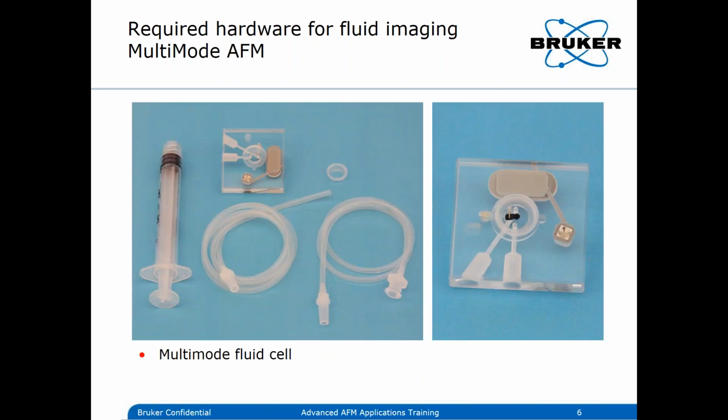For the MultiMode, the hardware looks a bit different. You have here the liquid cell, which is a bit larger. The standard liquid cell has an inlet and an outlet. It can be sealed off with an O-ring, and you can connect the fittings here with the Luer fittings directly to get your fluid in or out.